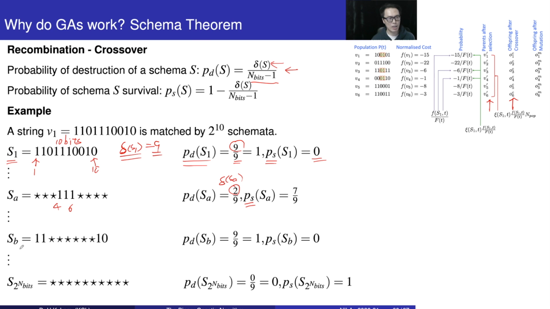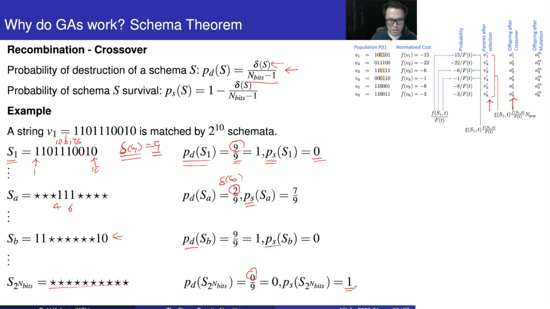Okay. SB, again, we just use the same concept, come up with this probability of destruction and probability of survival. If we are going to consider all stars right here, because this length right here, that is the order right here, that is 0. That means the probability of destruction is 0 and survival, that is 1.